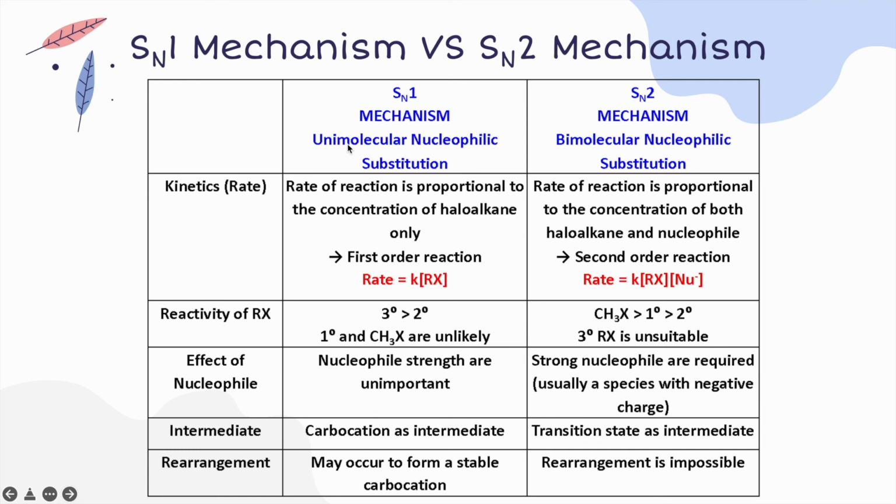The intermediate in SN1 is a carbocation, and for SN2 it is a transition state. The bond breaking and bond forming occur at the same time in SN2. Rearrangement may occur in SN1 to form a more stable carbocation. There's no rearrangement in SN2 mechanism because there's no formation of carbocation. That's all for Chapter 7, Haloalkane. Thank you.